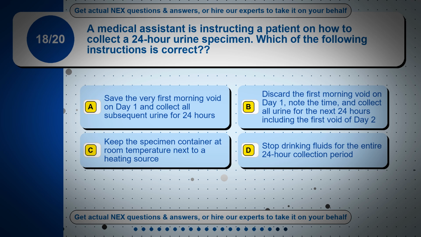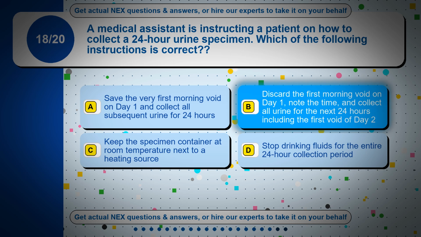Question 18. A medical assistant is instructing a patient on how to collect a 24-hour urine specimen. Which of the following instructions is correct? Option A, save the very first morning void on day 1 and collect all subsequent urine for 24 hours. Option B, discard the first morning void on day 1, note the time, and collect all urine for the next 24 hours including the first void of day 2. Option C, keep the specimen container at room temperature next to a heating source. Option D, stop drinking fluids for the entire 24-hour collection period. The correct answer is option B.